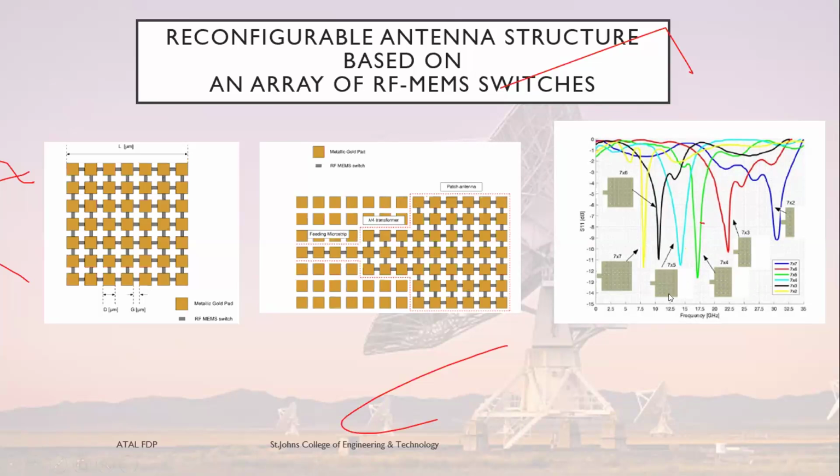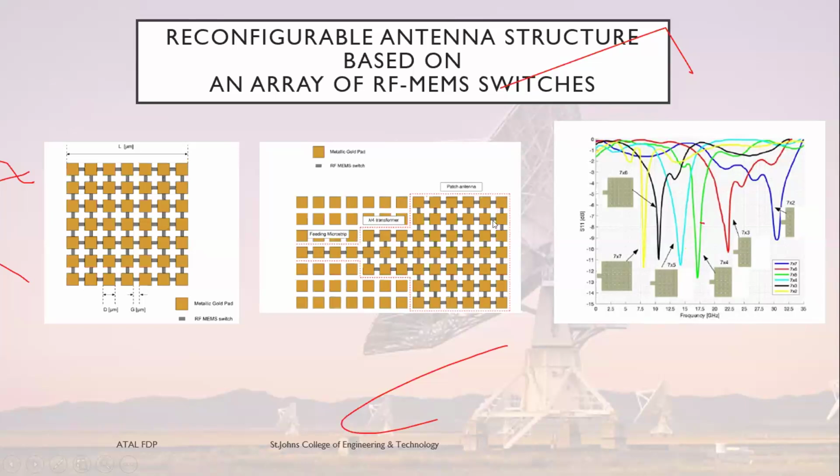So look at this diagram, S11 characteristics. As I told, S11 characteristics is meant for knowing the frequency of operation. When I use 7x7, look at this, it is operating at 7.5. When I use 7x5, it is operating at some other frequency, at 15. When I use 7x4, it is operating at 17.5. When I use 7x3, it is operating at 22.5. When I use 7x2, the antenna is operating at 30 gigahertz.